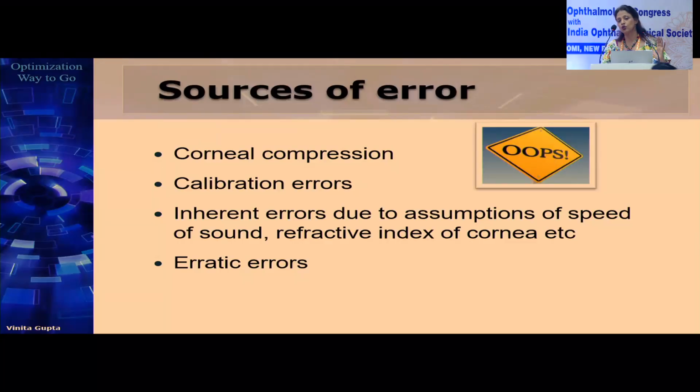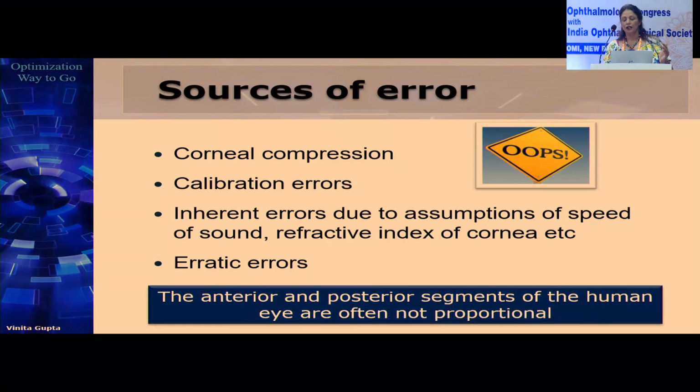So what are the other sources of error? Besides the measurement errors like corneal compression and calibration errors, there are certain inherent errors which we are presuming, like the speed of light and the refractive indices, and certain erratic errors which I'll be listing. Remember, every patient's anterior and posterior segments of the eye are not exactly proportional.